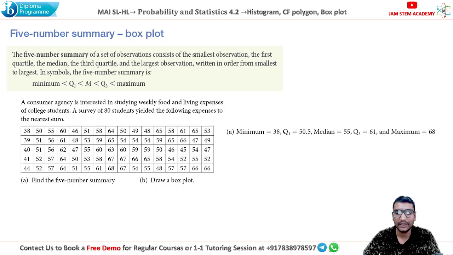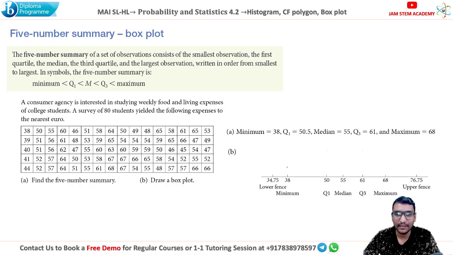Okay, your GDC will give you all the information once you enter this data in that. But here it will be better if you draw a frequency distribution table and do the same thing in your GDC. Now the next part is box plot. As I said, draw the number line, mark the minimum value, quartile 1, median, Q3, and maximum value.